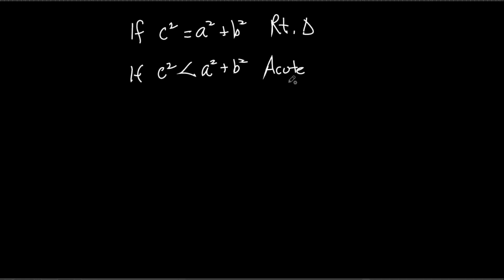Would you agree with that? So if it's less than 90 degrees, it's an acute angle. So if c squared is less than a squared plus b squared, then it's an acute what? Triangle. Okay? So what they're going to do is give you a triangle with 3 lengths.